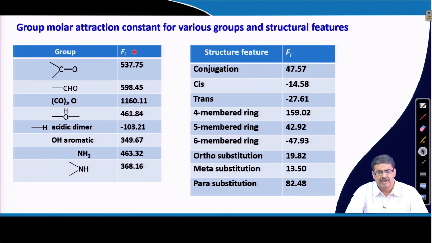More groups, more value for different groups, and these are the structural features which you also need to include while summing up all the molar attraction coefficients. If we have a conjugation, if we have a cis, we have this contribution, a 4-membered ring, this 6-membered ring, as just shown in the case of polystyrene.